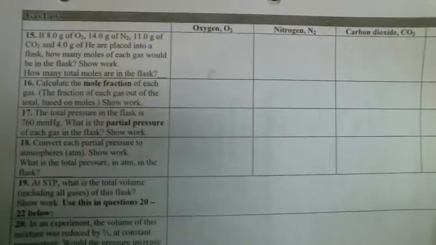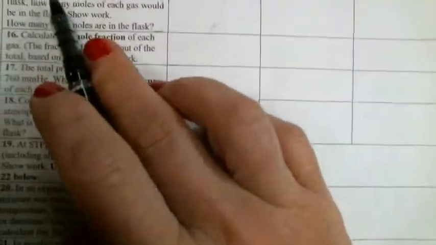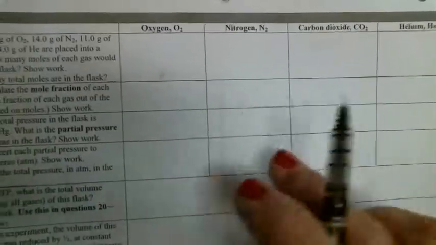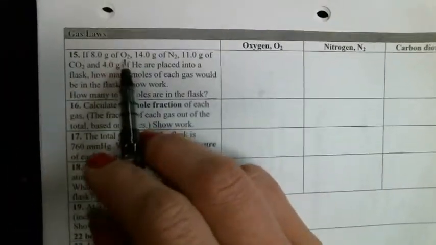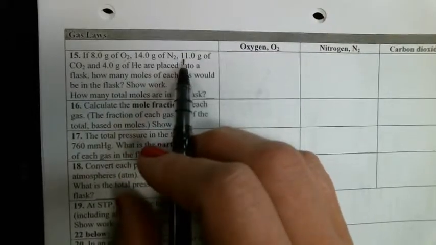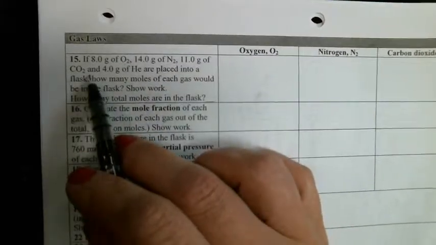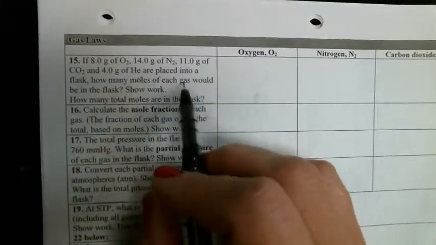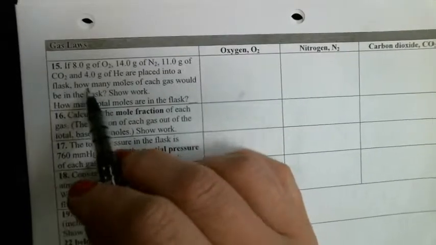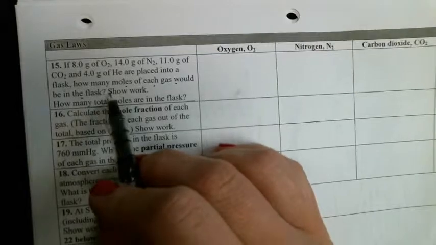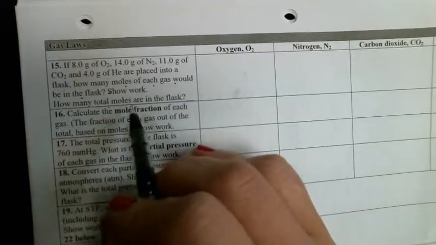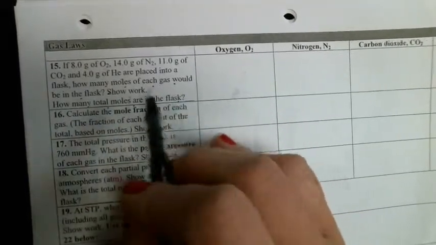Turn the page. Now, up here, we're talking gas laws. So this page is on gas laws. I'm just going to do this one, you do the rest. So it says if 8 grams of O2, 14 grams of N2, 11 grams of CO2, and 4 grams of He are placed into a flask, how many moles of each gas would be in the flask? How many total moles are in the flask?